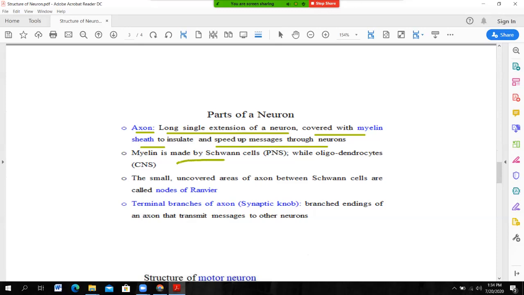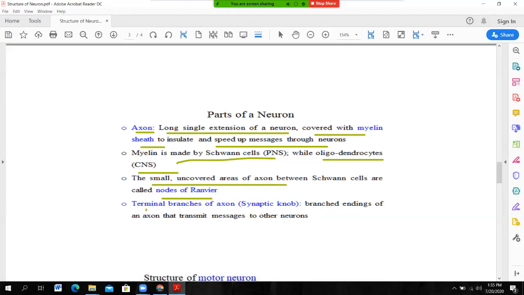The myelin sheath is made of the Schwann cell in case of the peripheral nervous system. If neuron is found in the peripheral nervous system, the myelin sheath will be made of the Schwann cell. While in case of neuron which is found in the central nervous system, the myelin sheath is made up from oligodendrocytes. Apart from the myelin sheath, there is a small uncovered area of the axon between the Schwann cells, and these unmyelinated area is called nodes of Ranvier. So nodes of Ranvier is found between the two myelin sheath.